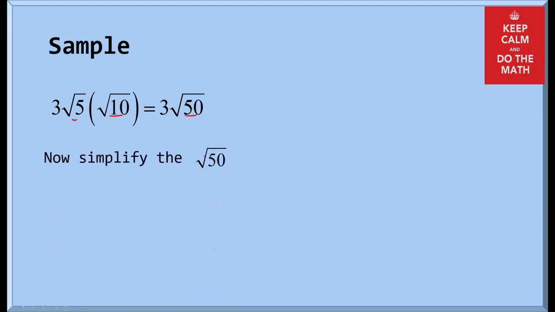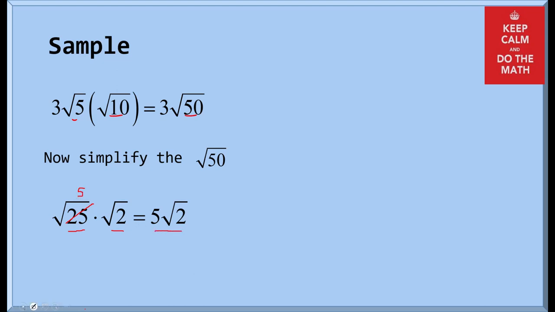Let's take a look at the following sample. We have 3 square root 5 times the square root of 10. So our property says that we are going to multiply the square root 5 times the square root 10, and square root 5 times square root 10 is going to be square root 50. So now we need to simplify the square root 50. To do that, we break up the square root 50 into square root 25 times square root 2, and the square root 25 becomes 5. So we have 5 square root 2.